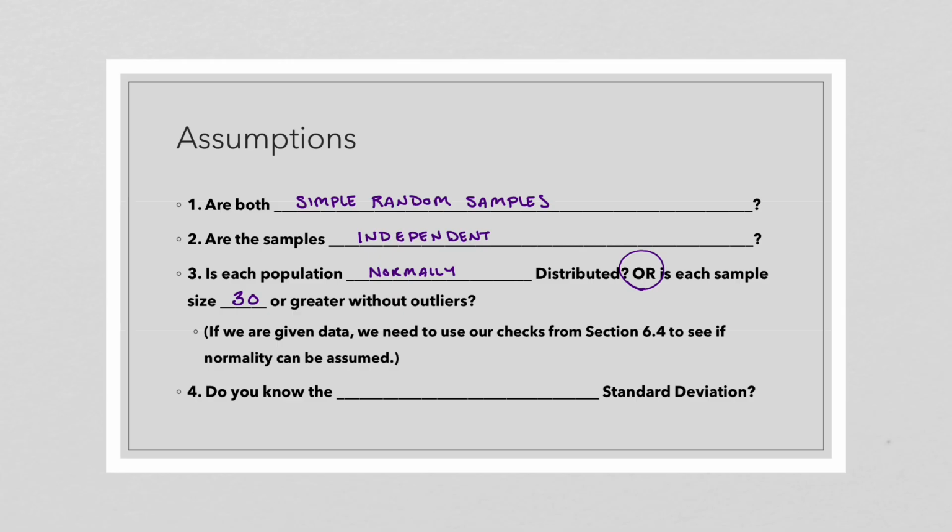And then finally, do you know the population standard deviation, which, remember, essentially means: do you know sigma? Now we can go ahead and go through our assumptions. As always, we do want to ask, for each group, are both simple random samples?